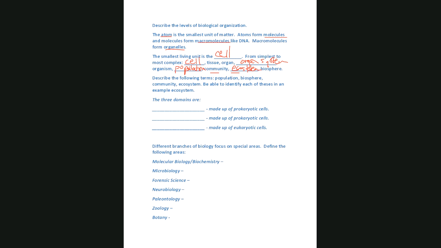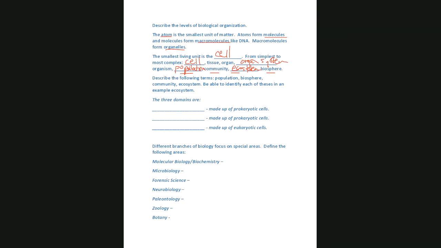So let's say Lake Grapevine. There are lots of different populations at Lake Grapevine. So for example, one population might be all of the bass that are in Lake Grapevine. If there's a river trout, all of the trout. Each species is its own population at Lake Grapevine.